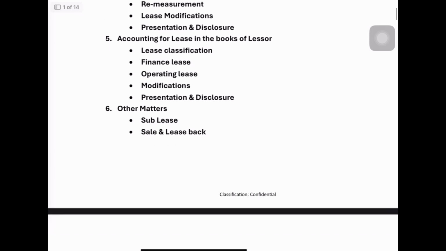Then the fifth chapter will talk about accounting for lease in the books of lessor. Here we see how the lease needs to be classified. Predominantly in the lessor's books, the lease might be classified as a finance lease or operating lease. We'll go through in detail. And here the lease modification, how this needs to be accounted in the books of lessor, that also we'll go through. And what are the presentation and disclosure requirements in the books of lessor, we can go through in this chapter. Then finally there could be some subleases and sale and lease back. Those concepts also we'll go through in the last chapter.